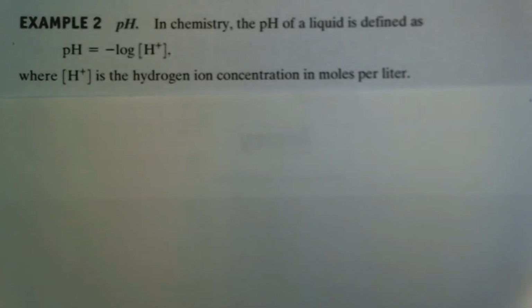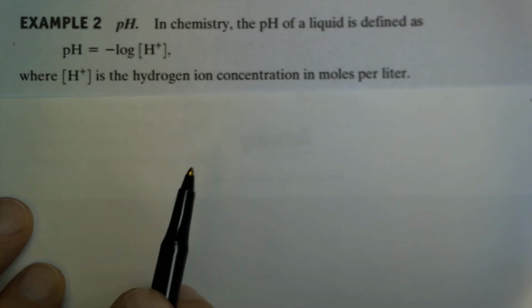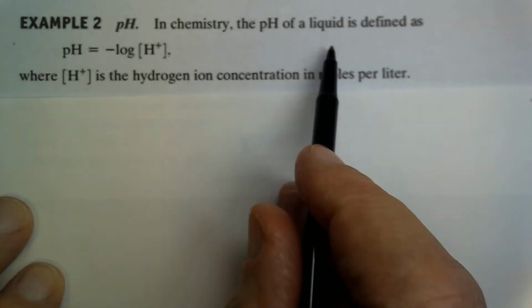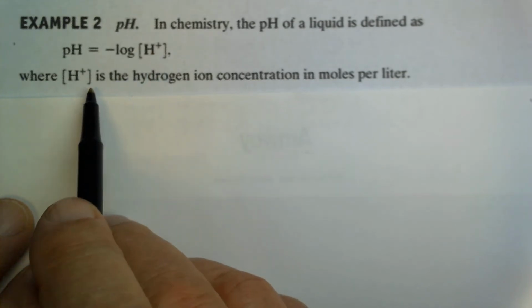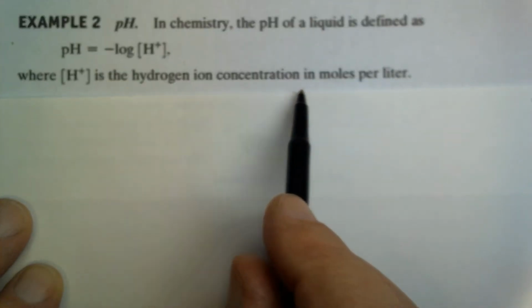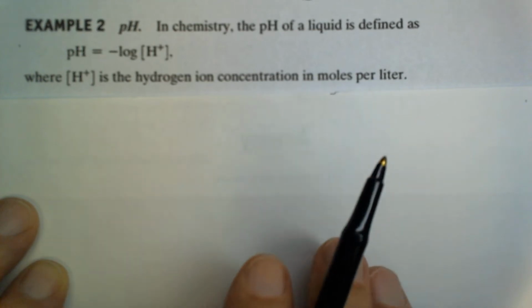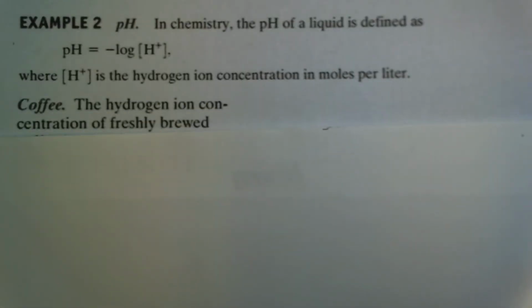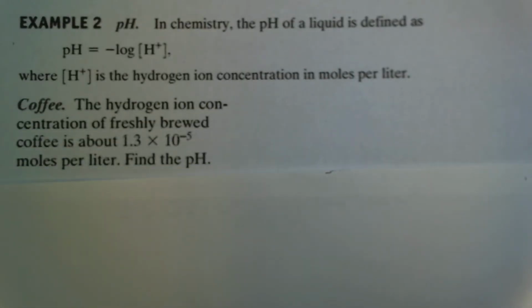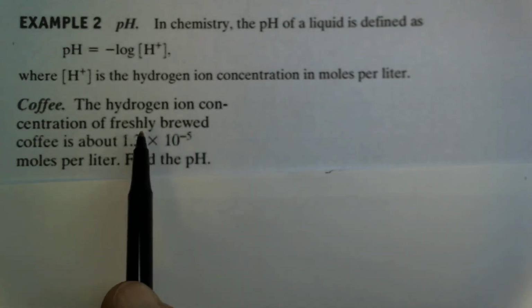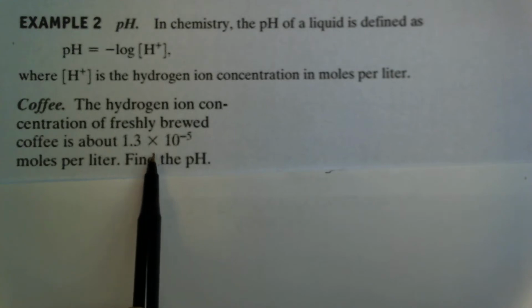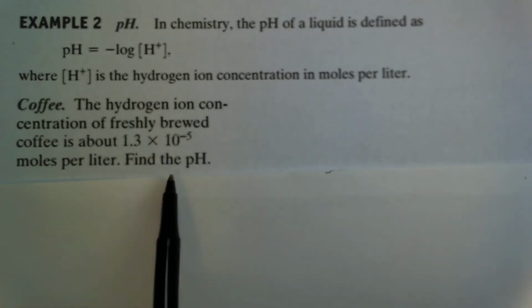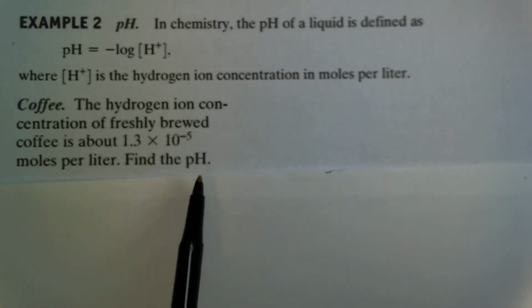Next, we're going to look at chemistry, and the pH in chemistry. The pH of a liquid is defined as pH equals minus the log of H plus, where H plus is a hydrogen ion concentration in moles per liter. Let's apply this to the following problem. The hydrogen ion concentration of freshly brewed coffee is about 1.3 times 10 to the minus 5 moles per liter. Find the corresponding pH.